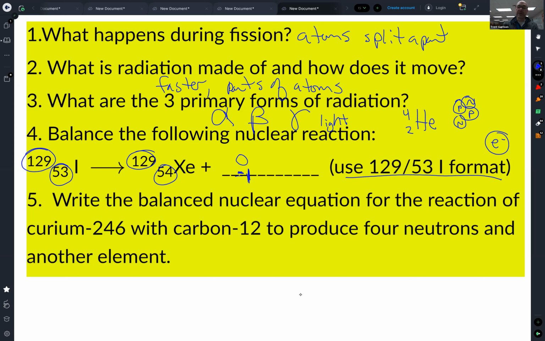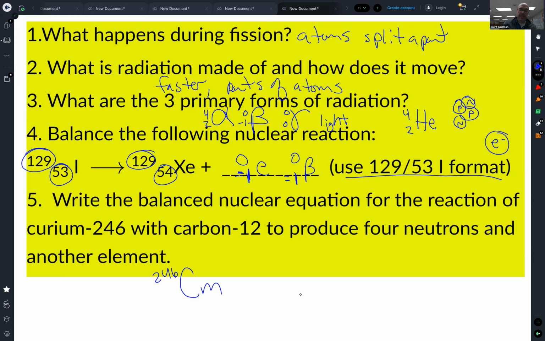That means that we have a beta particle. You could write it as an electron or as a beta particle, whichever it is. These are the symbols and the numbers that are associated with those three forms of radiation. Alpha particle is a 4 and a 2. Beta is a 0, -1. And gamma is just so small that it doesn't have any mass and it has no protons.